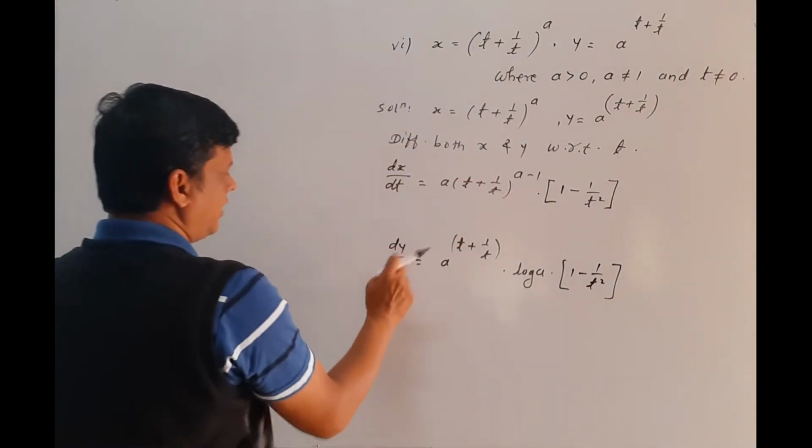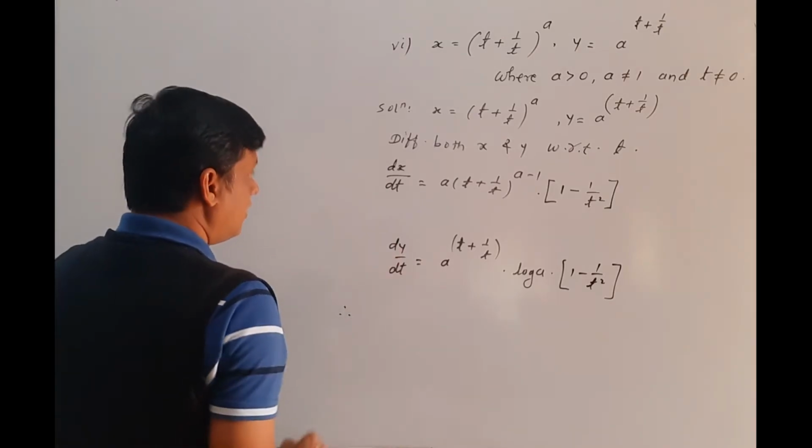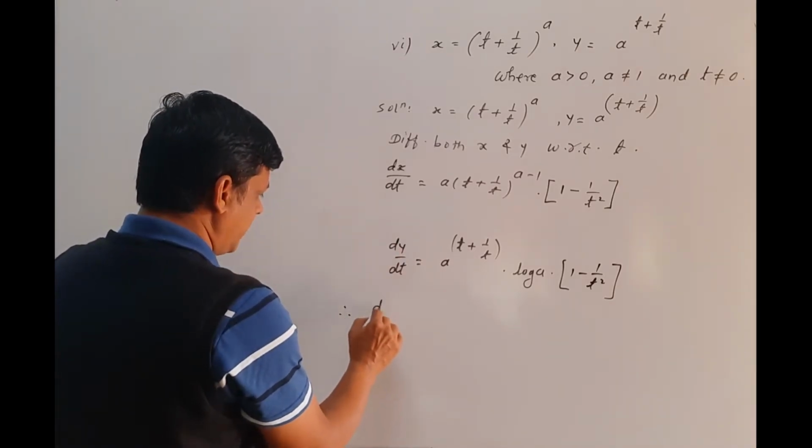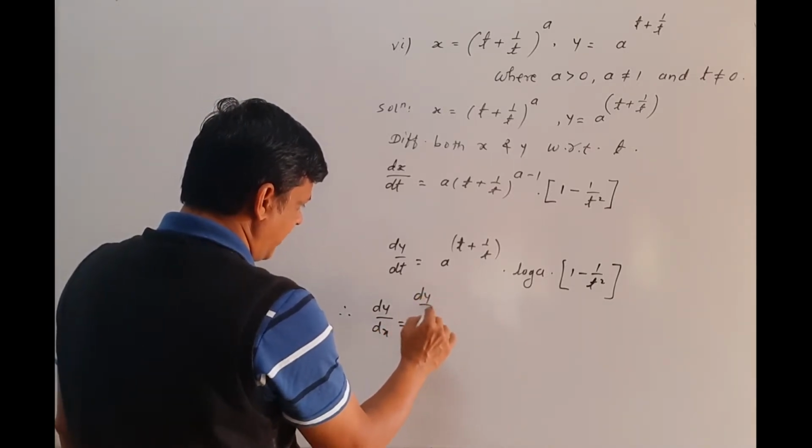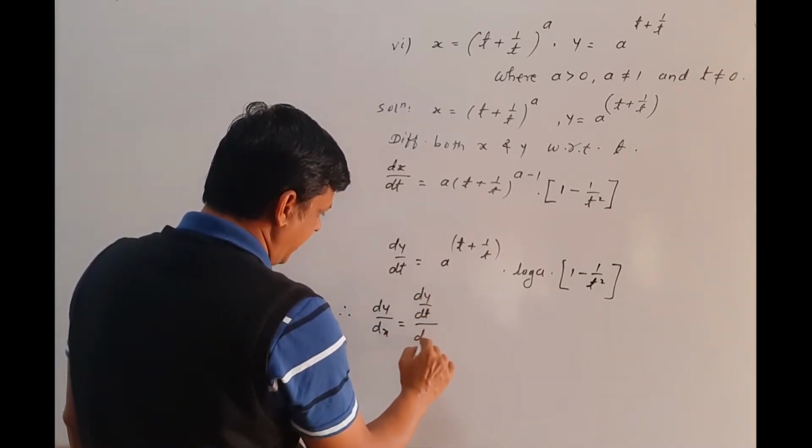Now we require dy by dx. So by parametric form, derivative of parametric form, we write dy by dx is equal to dy by dt upon dx by dt.